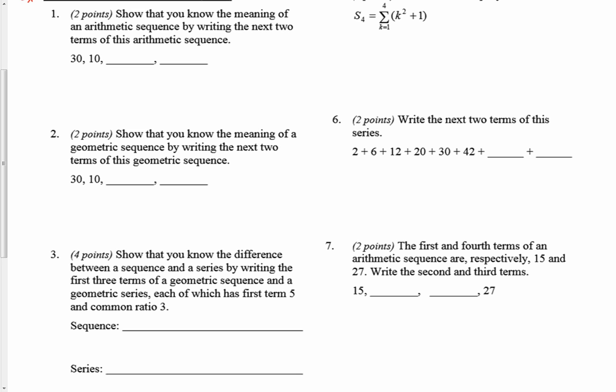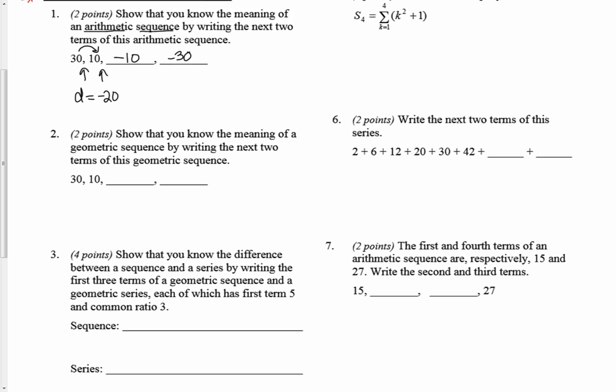Okay, back to the start on number 1, it says show that you know the meaning of an arithmetic sequence by writing the next two terms of this arithmetic sequence. Well, we recognize it's a sequence because there are commas in between the terms, so that's good. And then in order for it to be arithmetic, we have to have a common difference every time. Well, in this case, to get from 30 to 10, I would have decreased by 20. So if I'm arithmetic, I will continue to decrease by 20 each time. And 10 minus 20 is -10. If I subtract another 20, I'm at -30, and that would make this arithmetic.